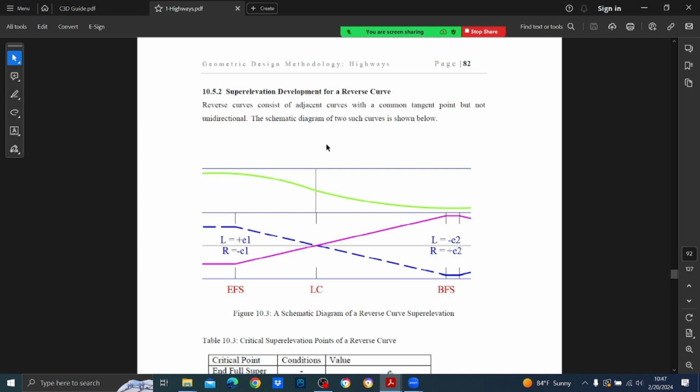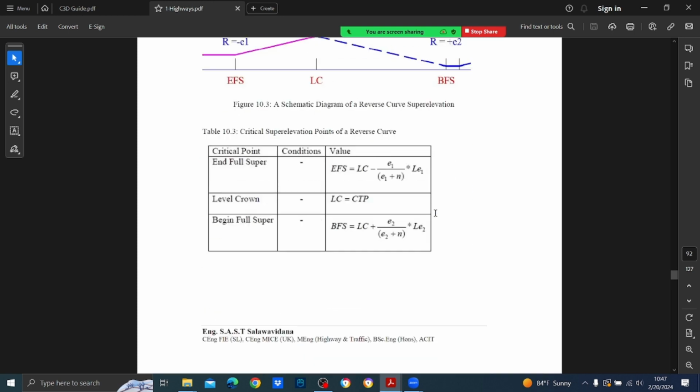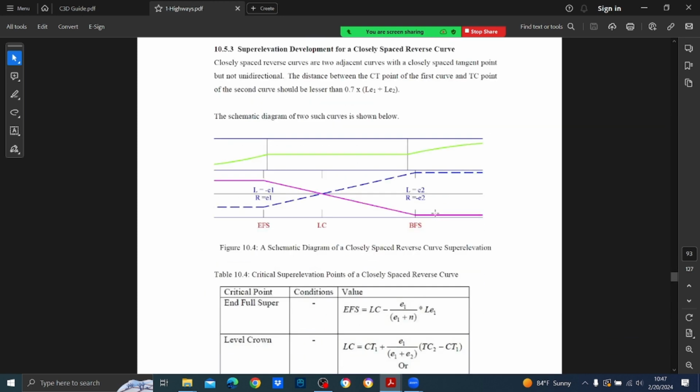and this is for the reverse curve. Can you see that the side of super elevation is reversed? Okay, and this is a close-spaced reverse curve.